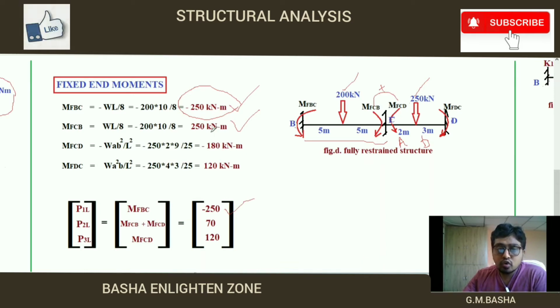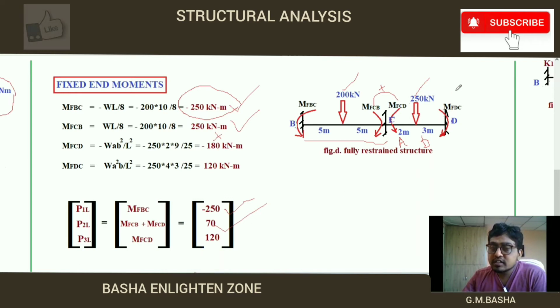So 250 kilonewton meter plus 180, totally you will get 70 kilonewton meter. So I am taking that one directly as 70 kilonewton meter here. Then P3L for the third coordinate position. So what are the fixed moments at the third coordinate position? There will be one fixed moment at this third coordinate position.